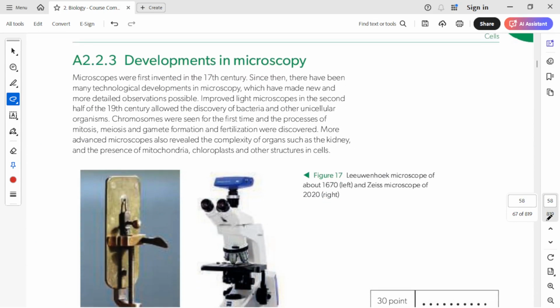Now let's come to developments in microscopy. So how was microscopy developed? It was first invented in the 17th century, and since then several technological developments have been made in microscopy. The first microscope that was invented was the light microscope. Now we have a lot of improved light microscopes, and in the second half of the 19th century, the discovery of bacteria and unicellular organisms became possible because of these microscopes.